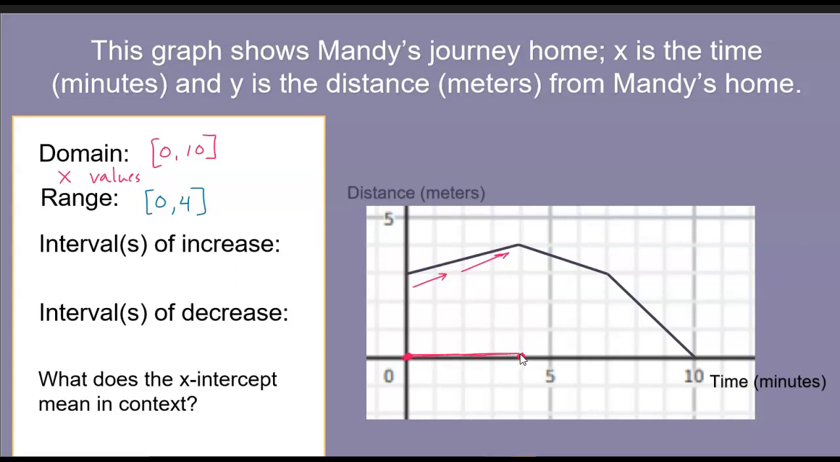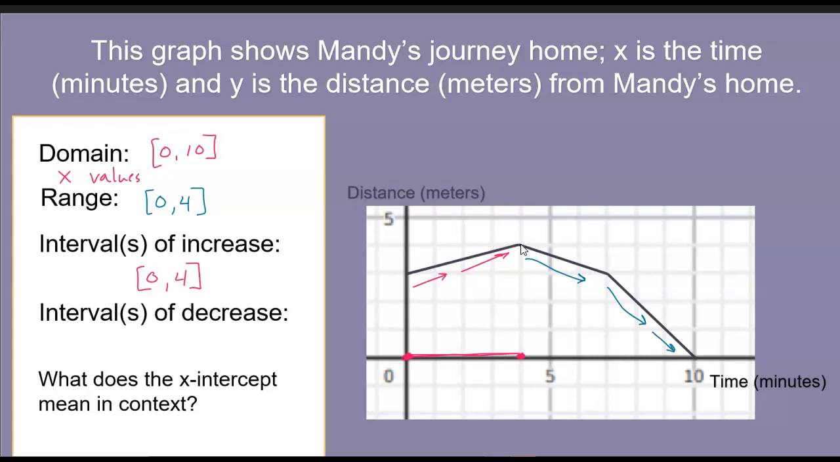So this is an interval again. Our lower bound is 0, our upper bound is 4, and we have closed dots. How about intervals of decrease? Well, it's going to be these other spots on the graph where it's going down.